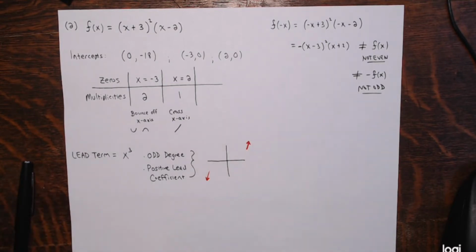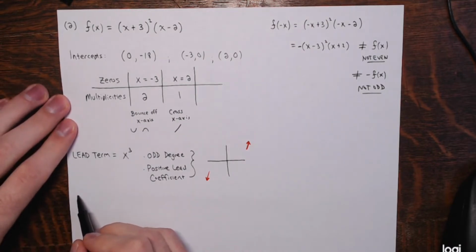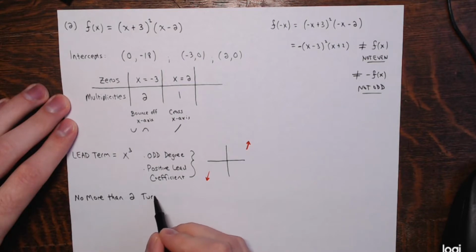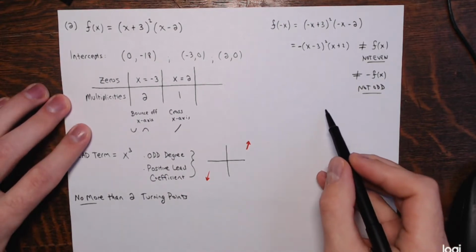Okay, and since it's degree 3, the graph should have at most 2 turning points. So again, if I draw something and it has 3 turning points in it or something, then I know I did something wrong. So again, off to the side here, a very rough sketch.